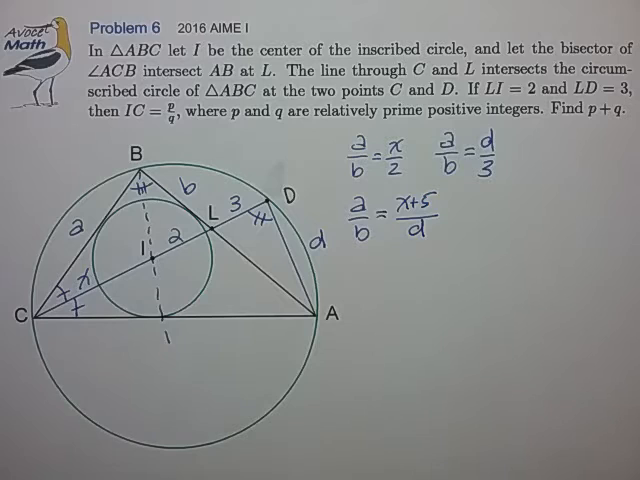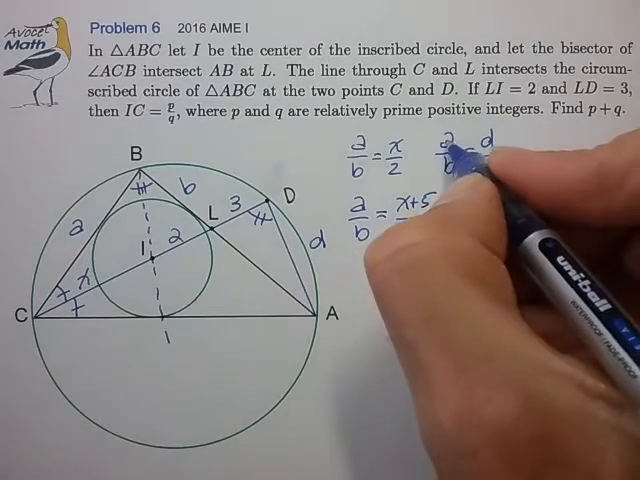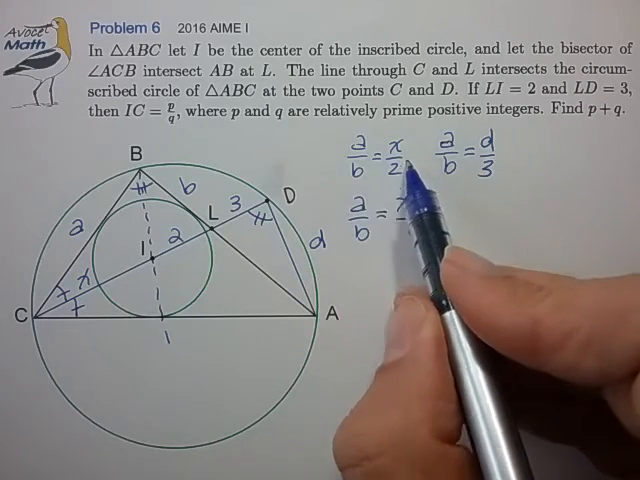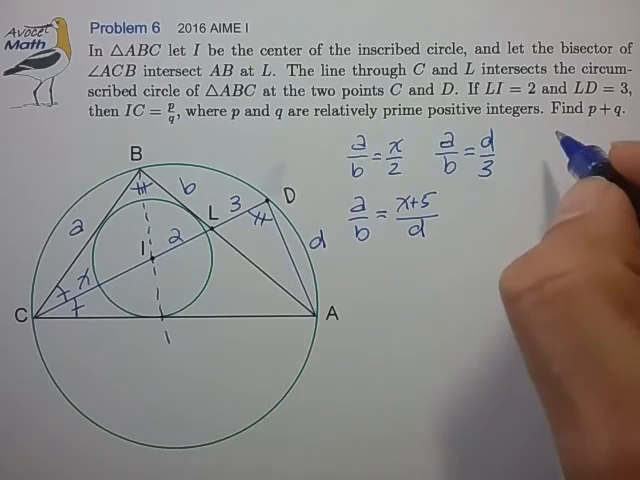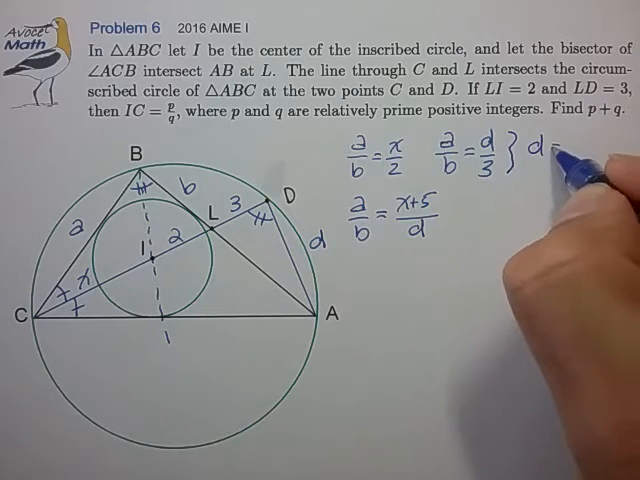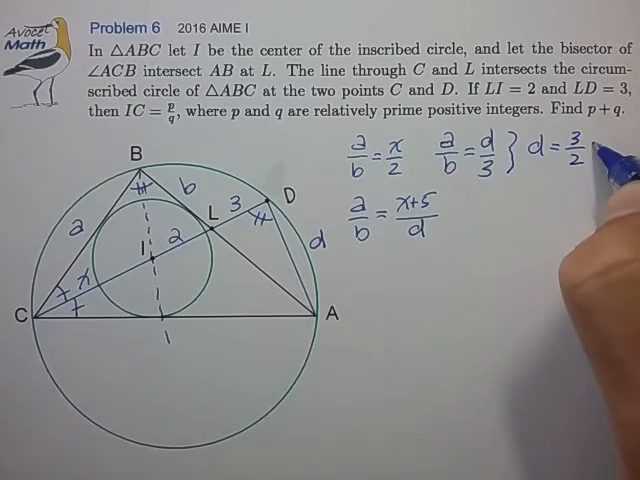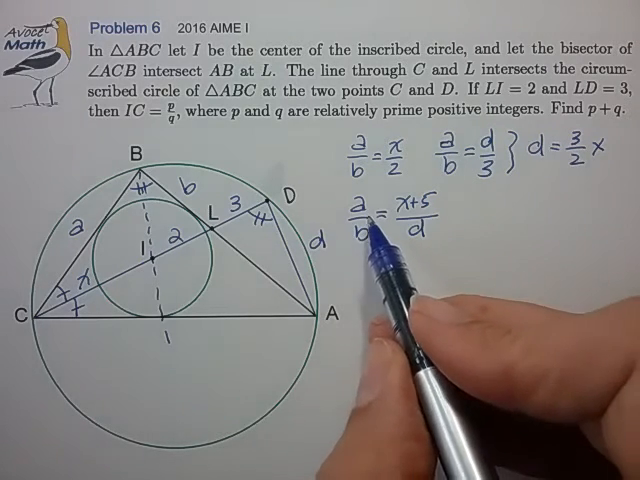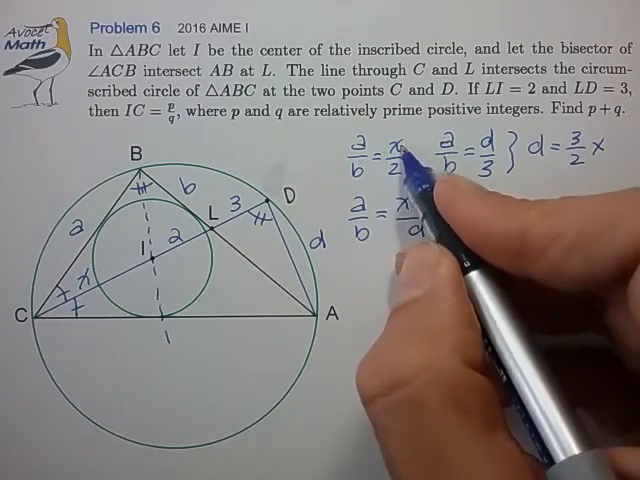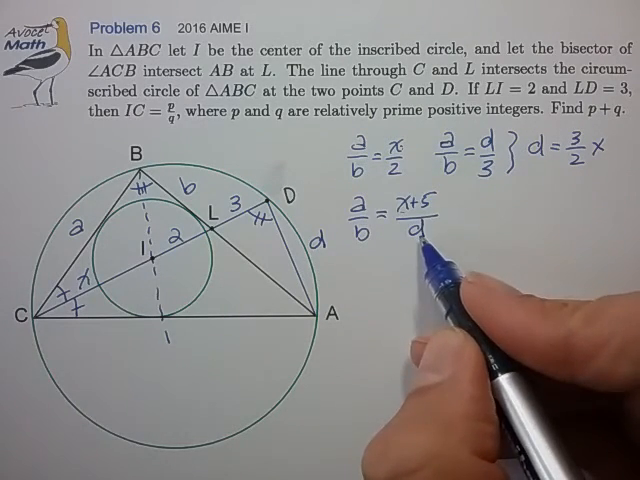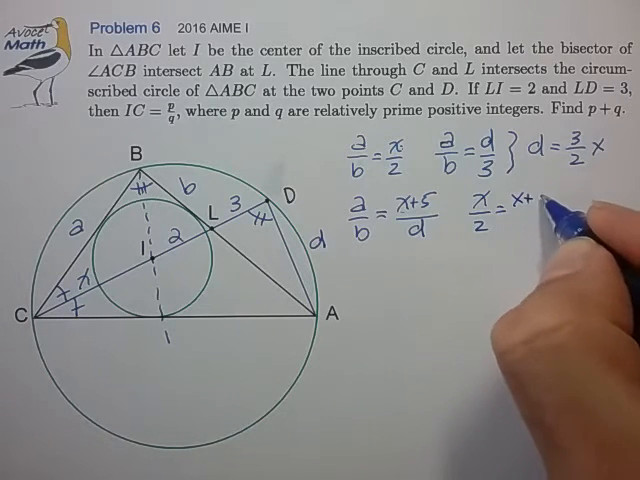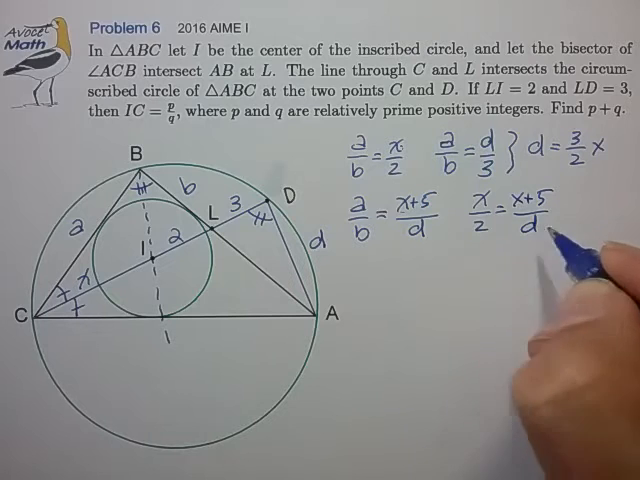And our goal here is to solve for X, and it looks like we have enough information to do that, so let's see how we can proceed. I noticed that X over 2 is equal to D over 3, so that basically tells us that D is equal to 3 halves X, so that's probably useful. Now we can substitute: A is to B, so X over 2 is equal to X plus 5 over D.